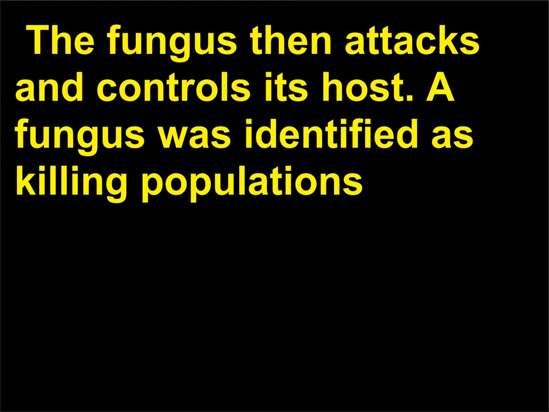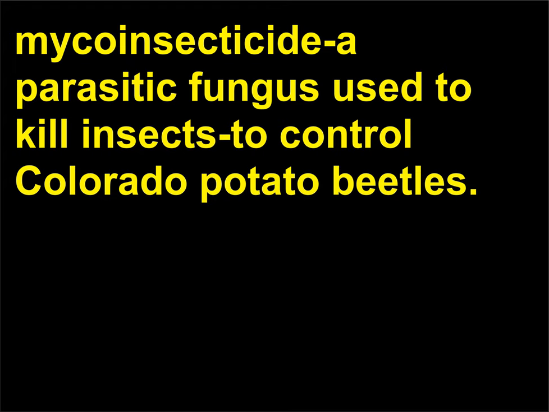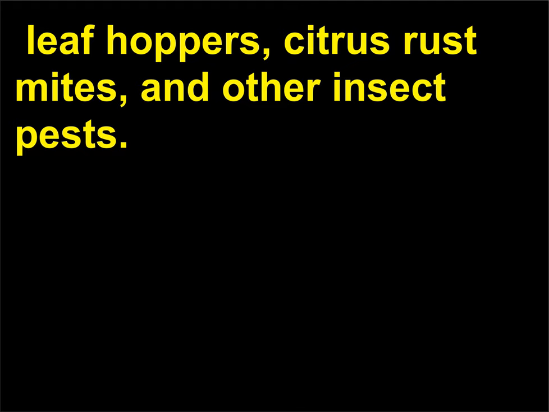A fungus was identified as killing populations of silkworms as early as 1834. The spores of the same fungus are now used as a mycoinsecticide, a parasitic fungus used to kill insects to control Colorado potato beetles. The spores of other fungi are used to control spittle bugs, leaf hoppers, citrus rust mites, and other insect pests.